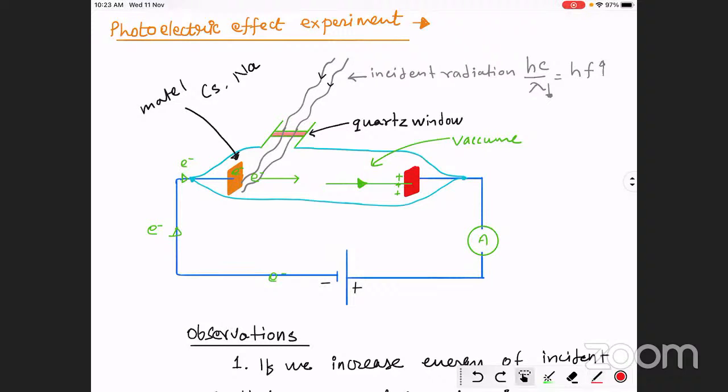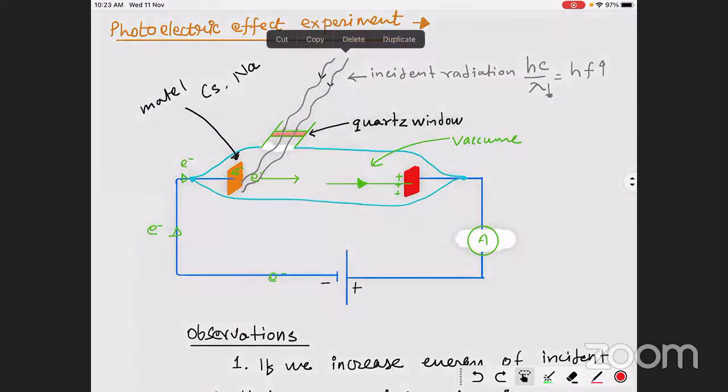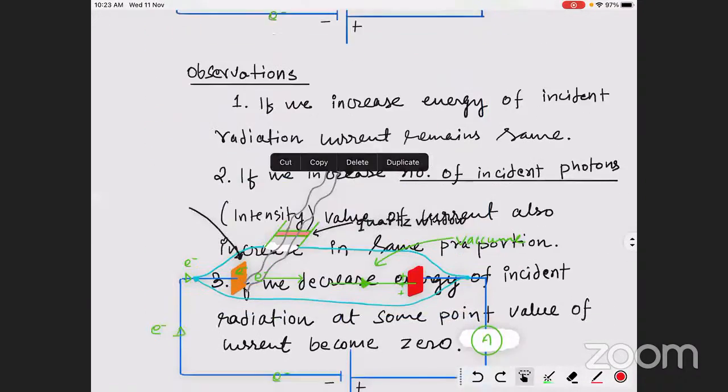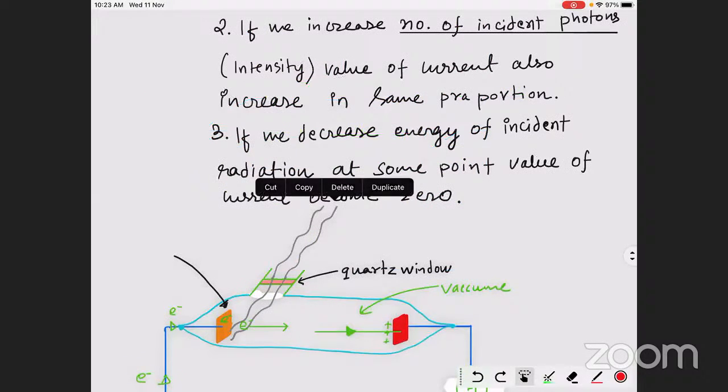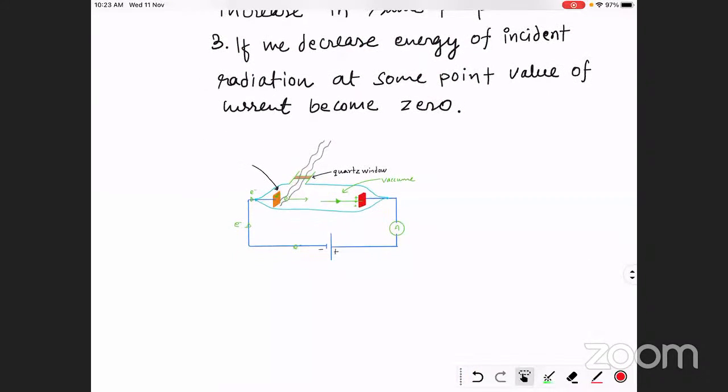Okay. Now let's talk about another very important observation. What if you reverse polarity? Observation number 4. Now what I'm going to do, be very careful. I am going to reverse polarity.